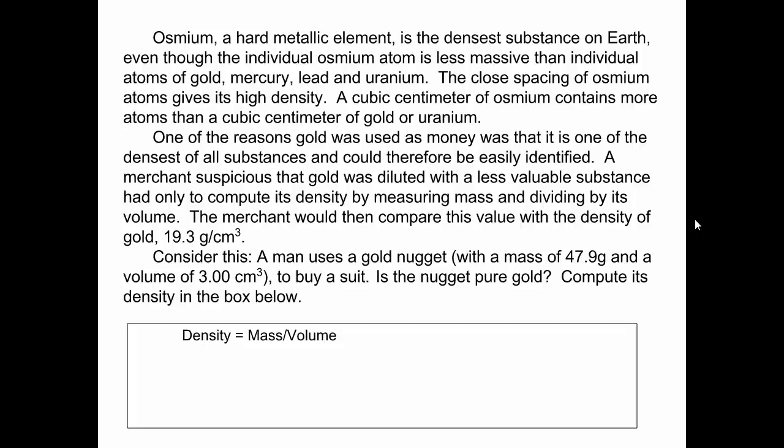Okay, it's sort of a roundabout way. If I find the density of this golden nugget by taking the mass and dividing it by the volume, and I look at my result, that's the density of this gold nugget. Is that gold? No. Part. It's probably part gold. Gold has a density of 19.3 grams per cubic centimeter.